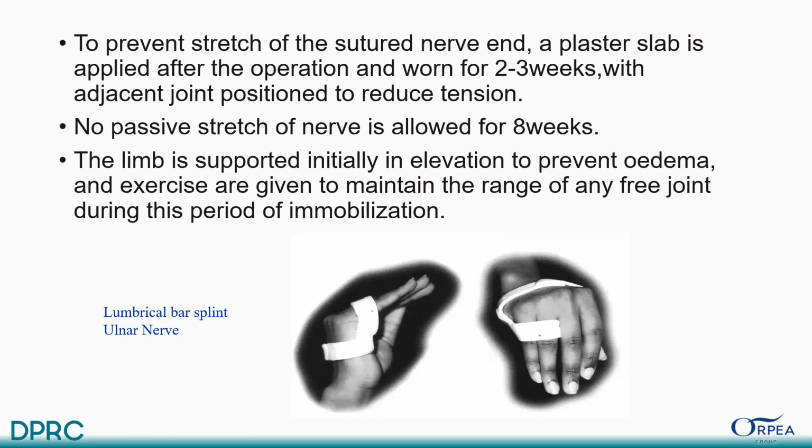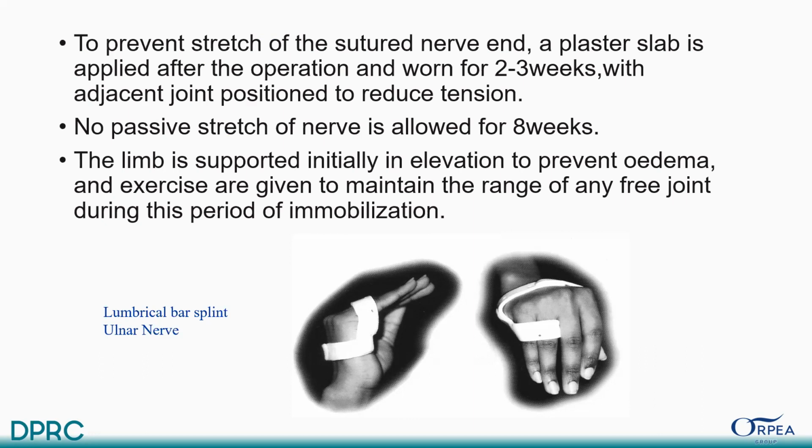To prevent stretch of the sutured nerve end, a plaster slab is applied after the operation and worn for 2 to 3 weeks with adjacent joint positioning to reduce tension. No passive stretch of the nerve is allowed for 8 weeks. The limb is supported initially in elevation to prevent edema, and exercises are given to maintain the range of any free joint during this period of immobilization.